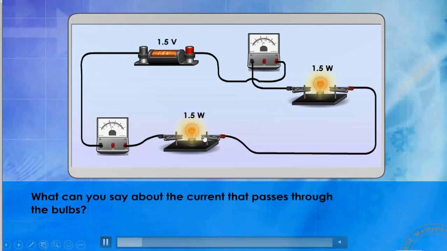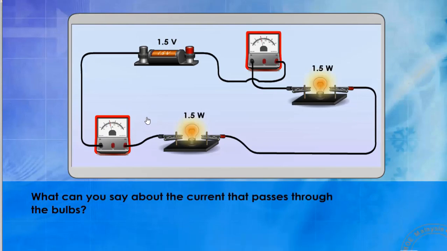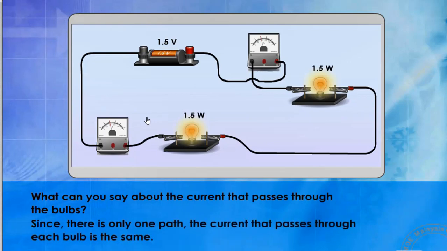What can you say about the current that passes through the bulbs? So we have two ammeters, and it looks like both have the same current. See, there is only one path, so the current that passes through each bulb is the same.